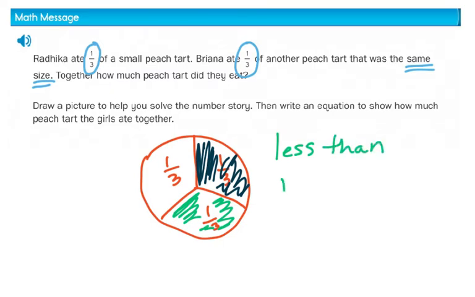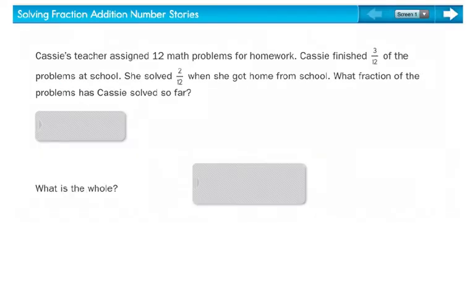The way I can write this equation is 1/3 plus 1/3 equals 2/3 of the tart. Notice the denominator didn't change because that tart is still in 3 equal parts. All right, go ahead and erase your whiteboard and let's try another one.